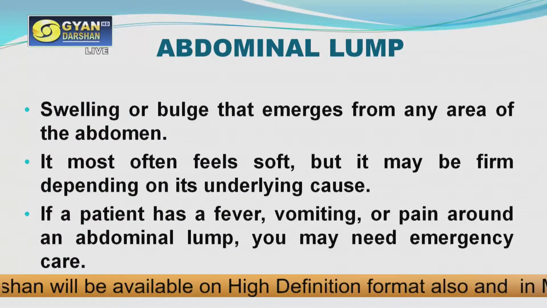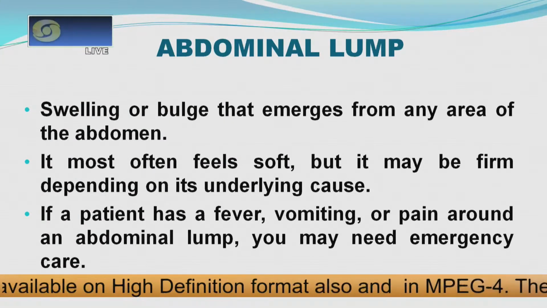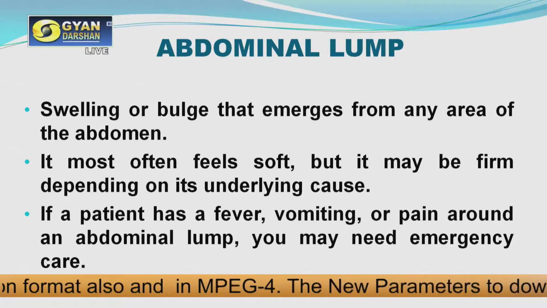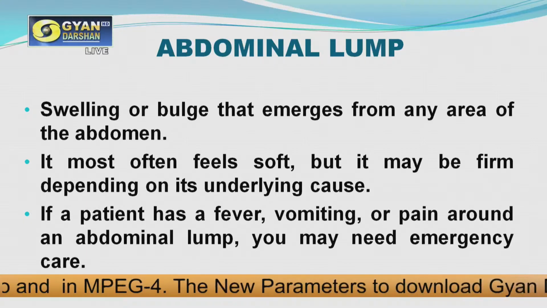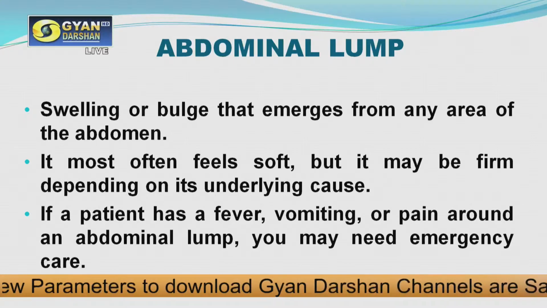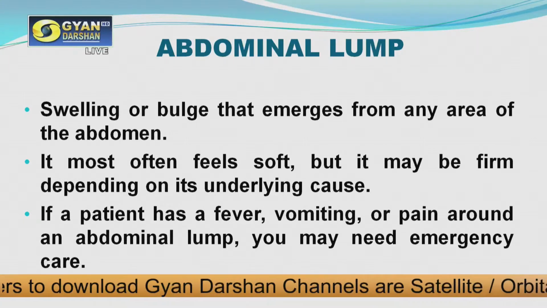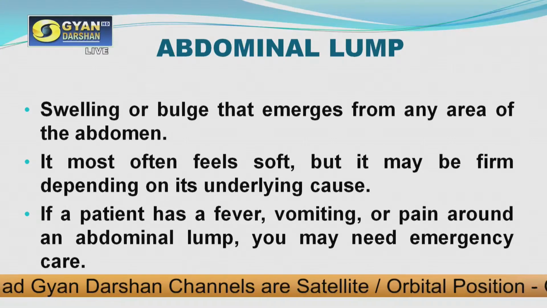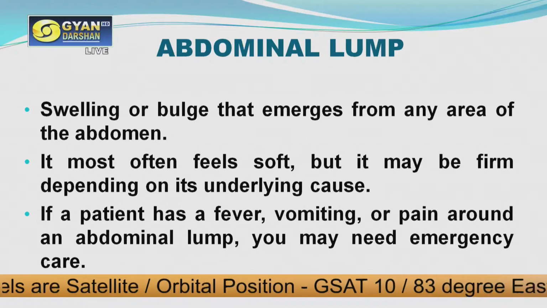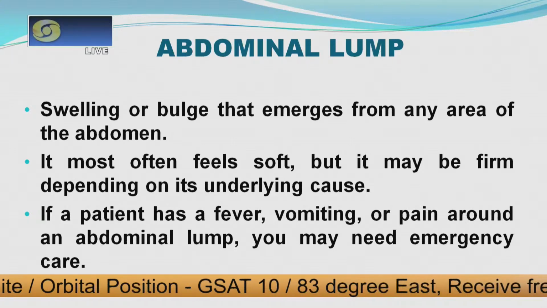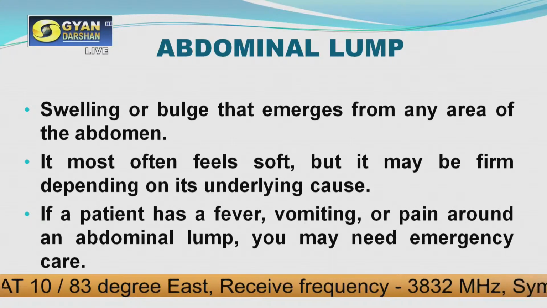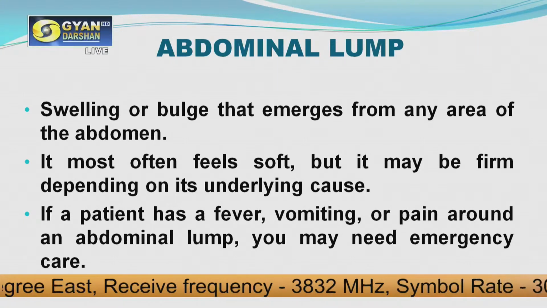So we have covered the breast. After the neck region and breast, now come the abdominal lumps, like swelling or bulge which emerges from any area of the abdomen. This is called mostly a hernia, a very common term used. When an organ has swelled up at one end, this will be called a hernia.